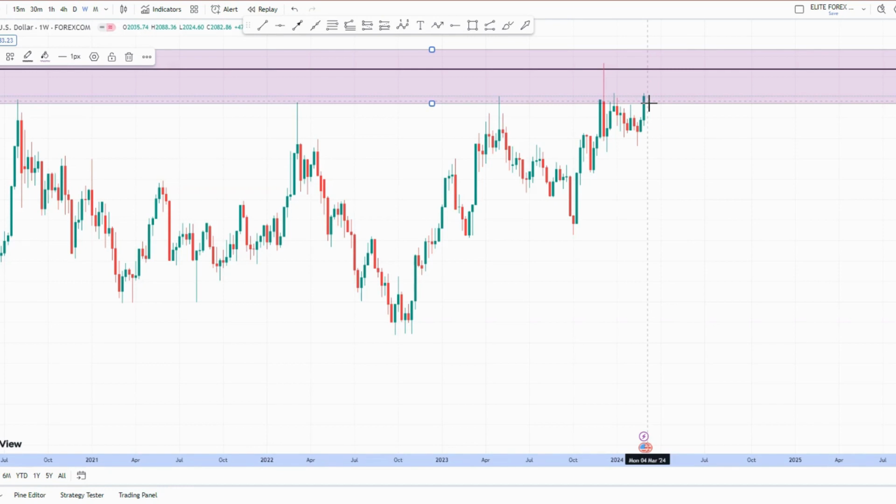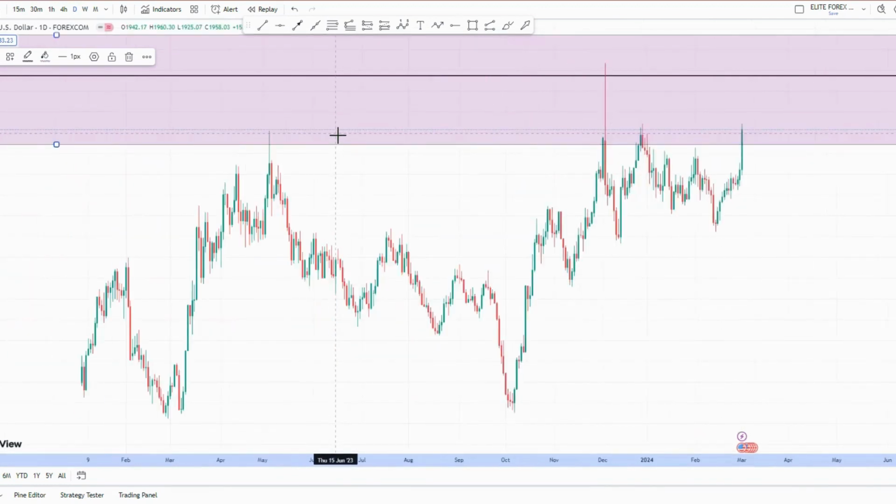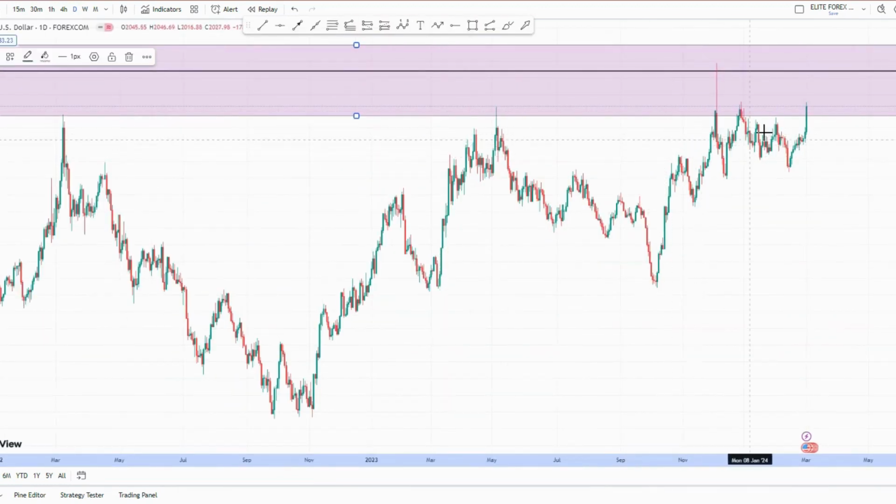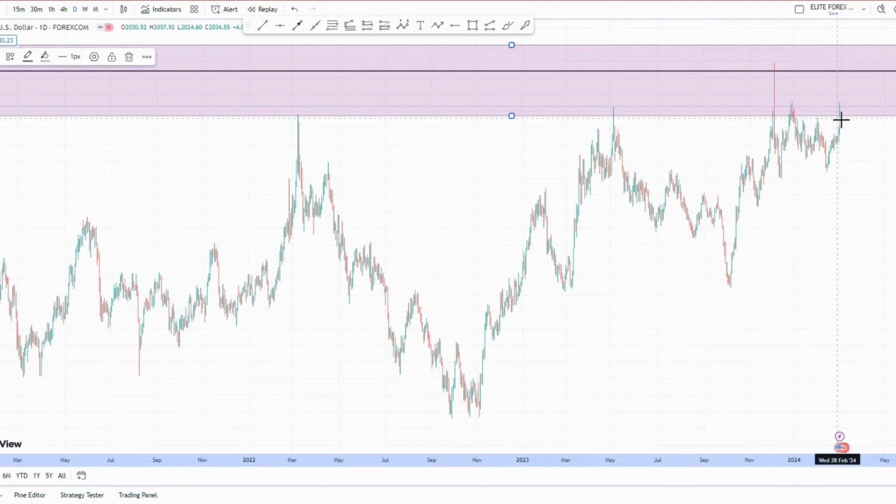So let's continue. So now the next one is, I will slowly come down to the D1, and in the D1 I can still see that the market is still buying.